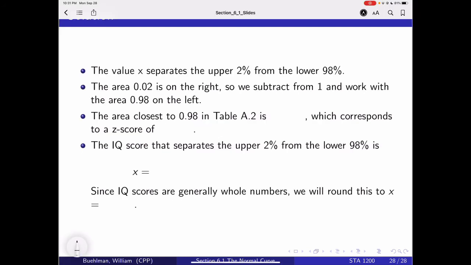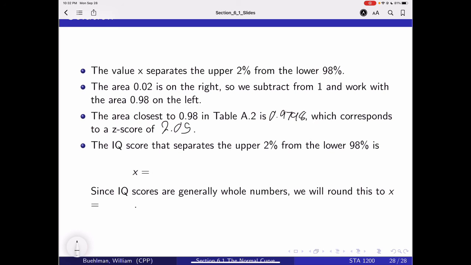Value X separates the upper 2% from the lower 98%. The area 0.02 is on the right, so we want to subtract it from 1 and work with the area of 0.98 on the left. The area closest to 0.98 in table A2 is 0.9798, which has a z-score of 2.05.